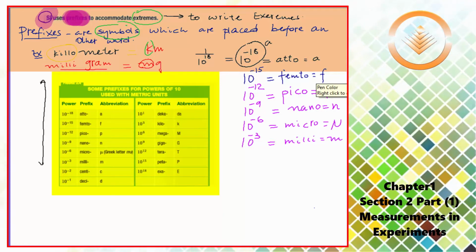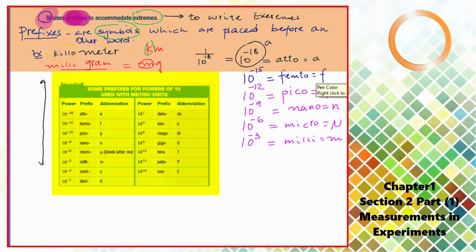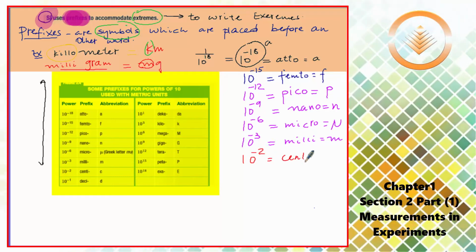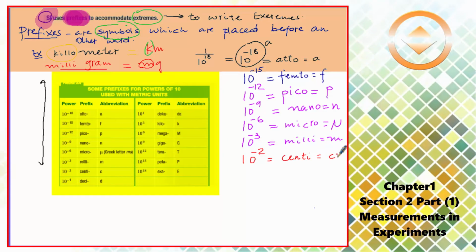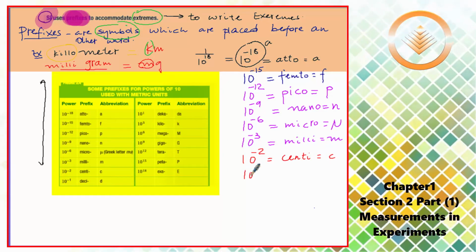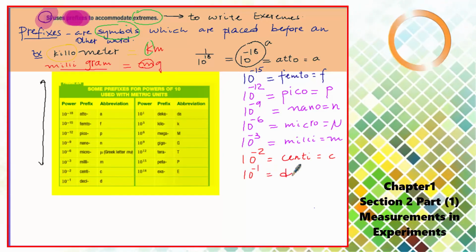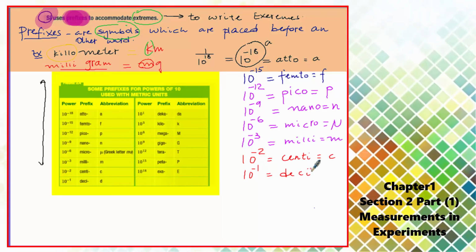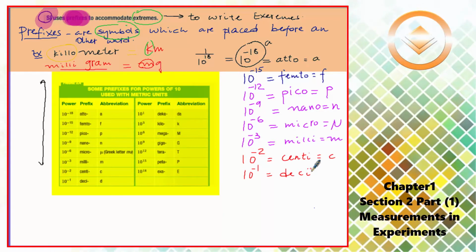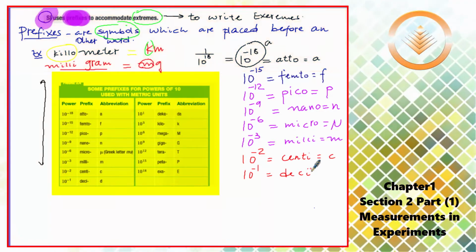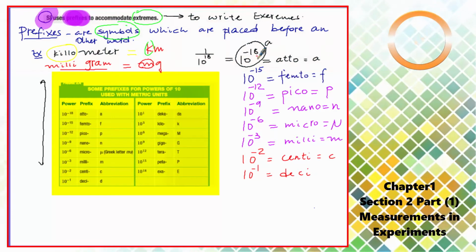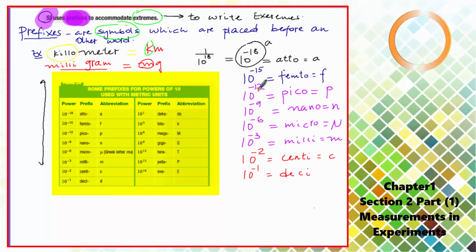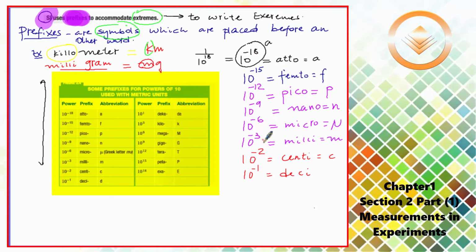Next to this is 10 to the power of negative 2, which is centi, which is c. 10 to the power of negative 1, deci. These are prefixes with negative exponents. All of them have negative exponents: negative 18, negative 15, negative 12, negative 9, negative 6, negative 3, negative 2.